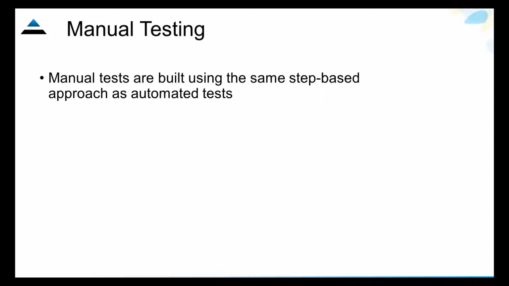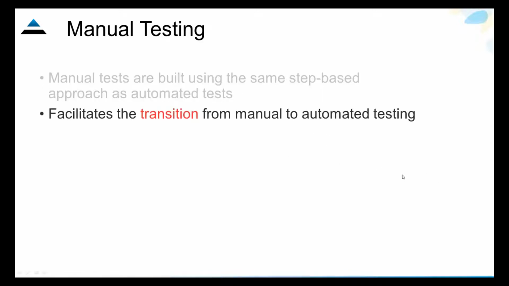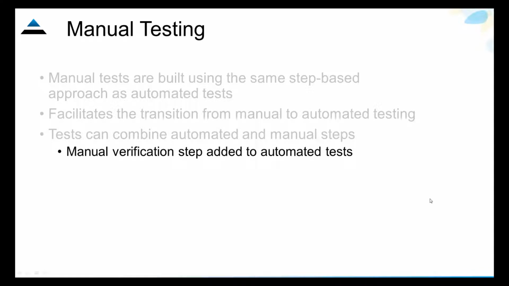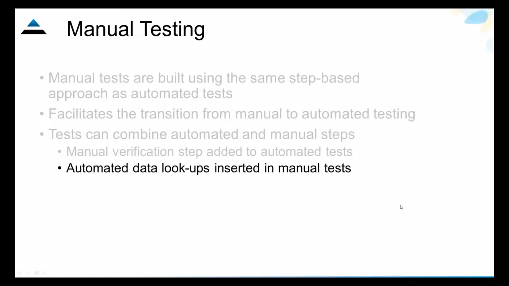AscentialTest also supports manual testing. Manual tests are built using the same step-based approach as automated tests. This facilitates the transition from manual to automated testing. Tests can combine both automated and manual steps. For example, you can add a manual verification step to an otherwise automated test. Or you can put an automated data lookup, looking up data from your database, for example, and insert that into a manual test.